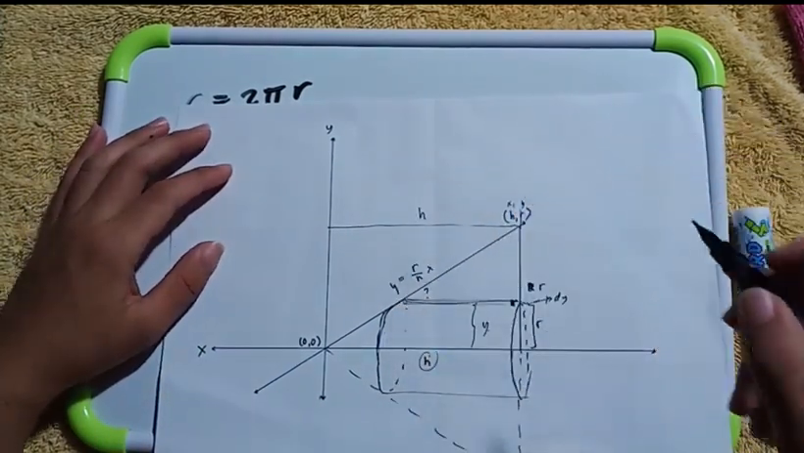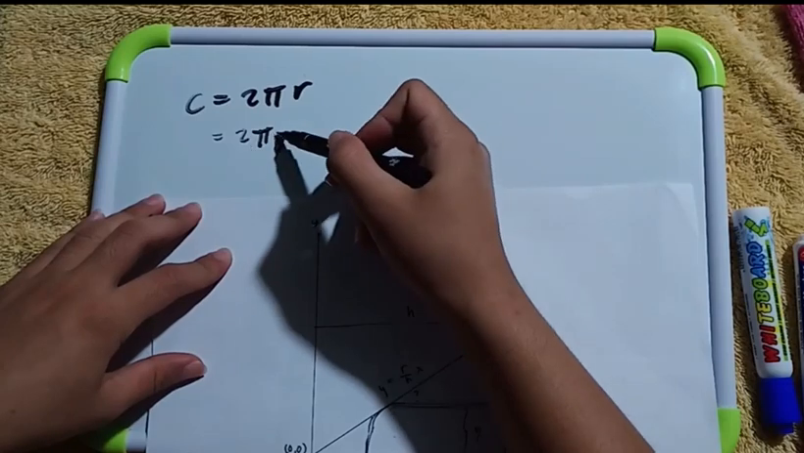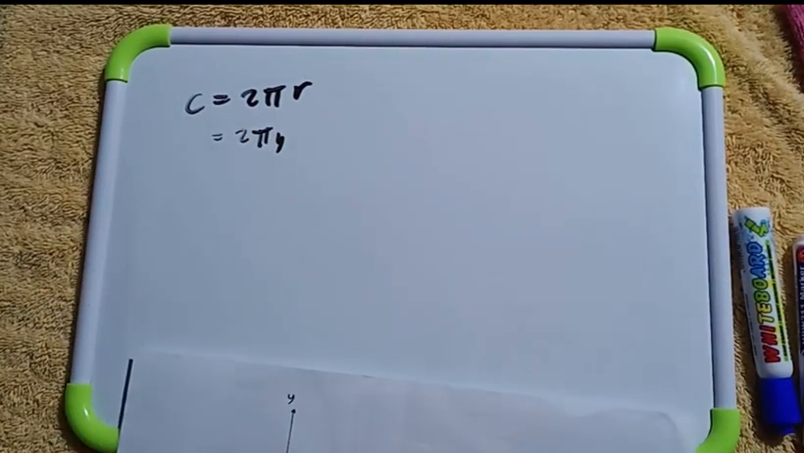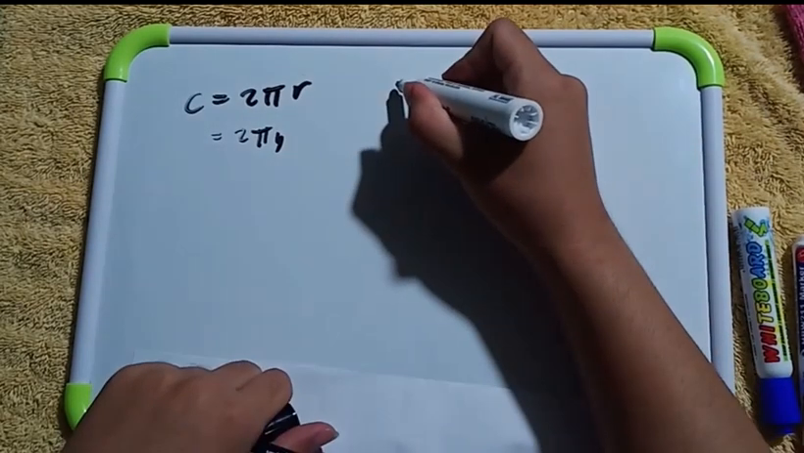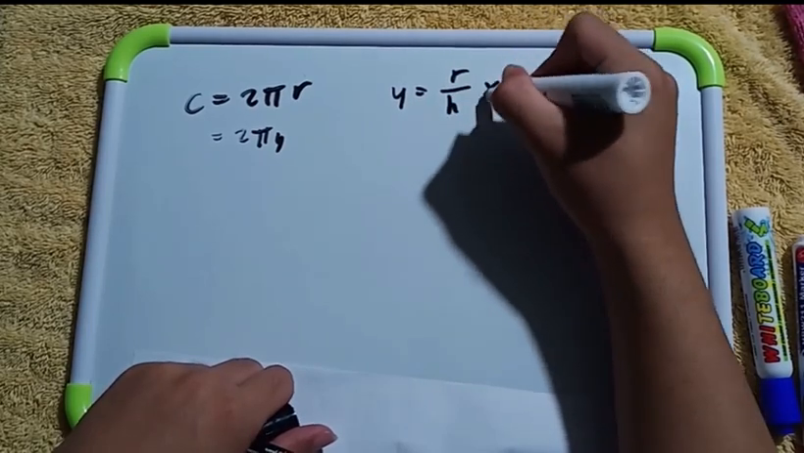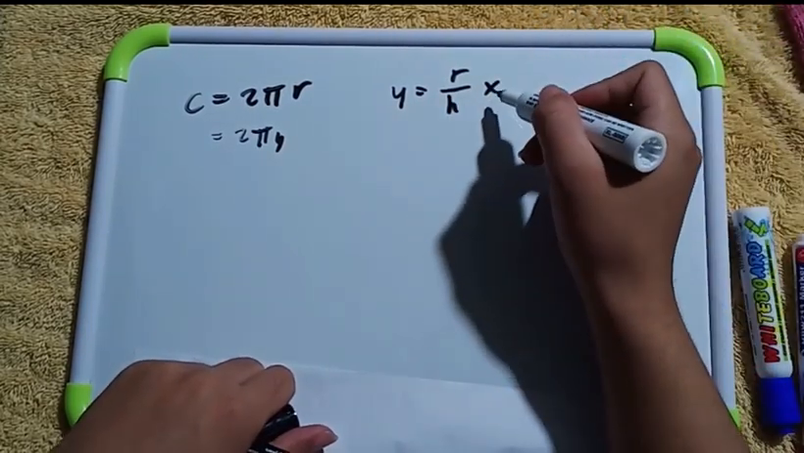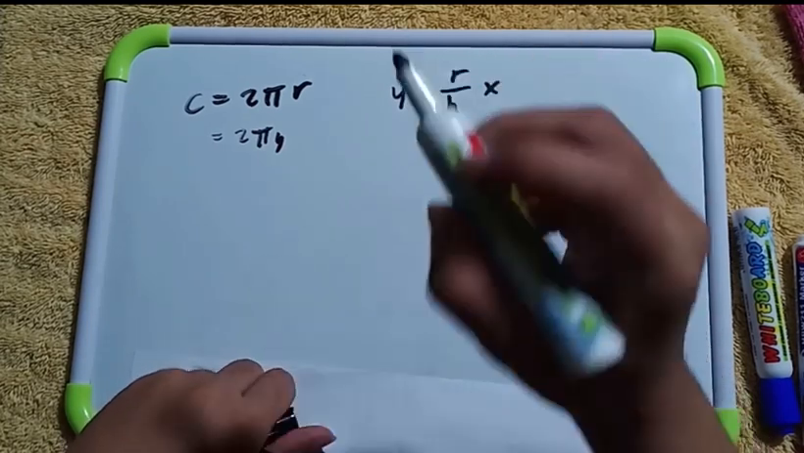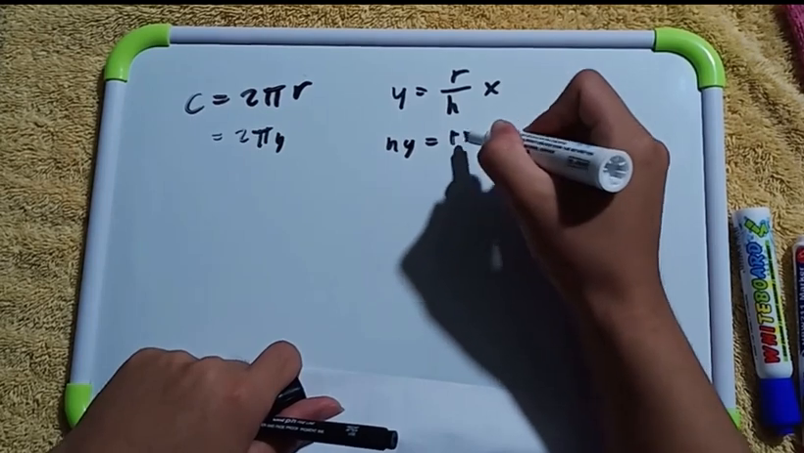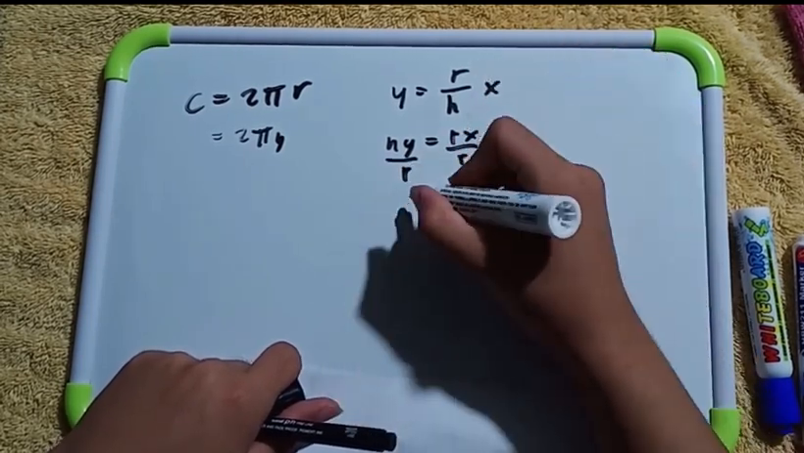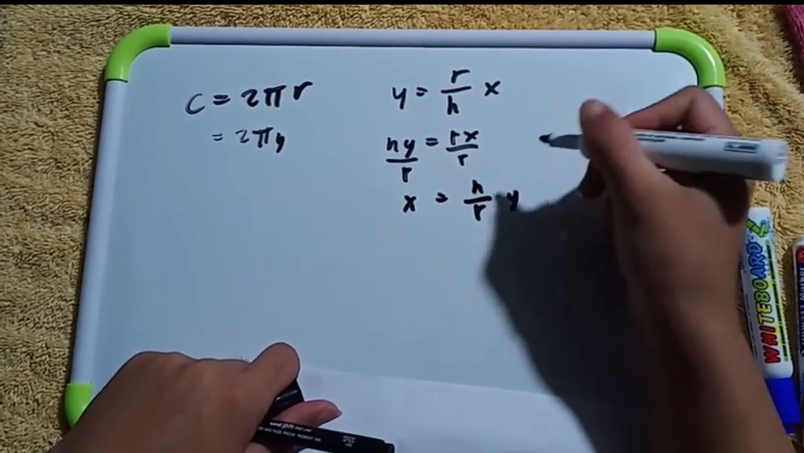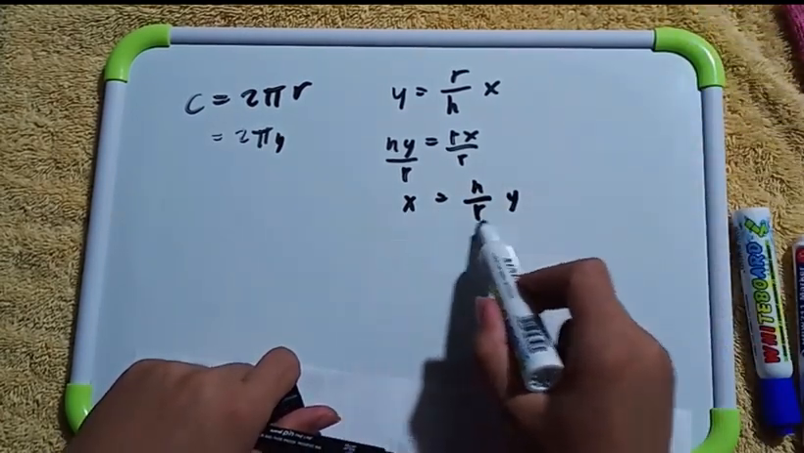So, kasi nga in terms of y yung kukunin natin, so kailangan yung function natin kanina na y is equal to r over h x. Kailangan din in terms of y. So, gawin natin siyang in terms of y. Maging hy is equal to rx, all over r. x is equal to h over r y. So, ito na siya in terms of y na siya, guys.